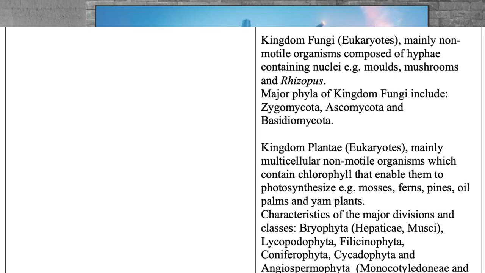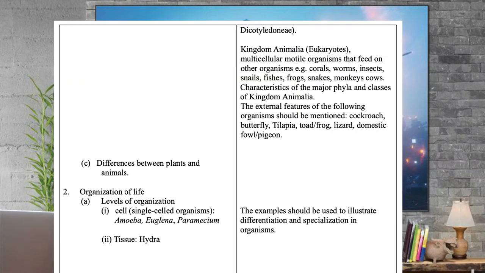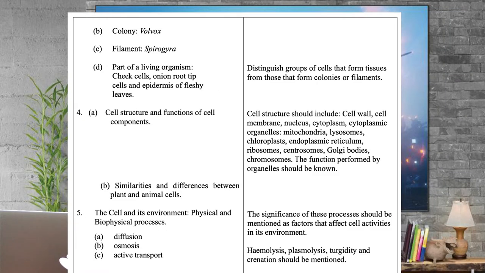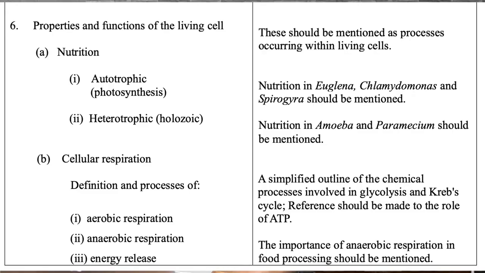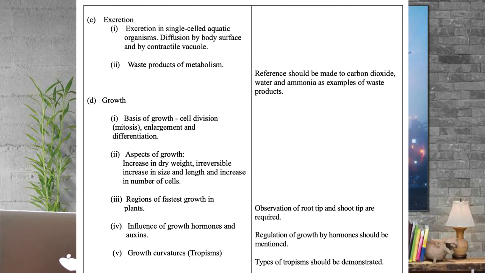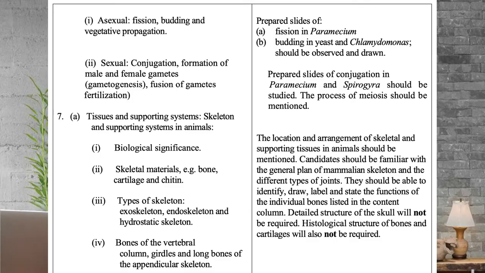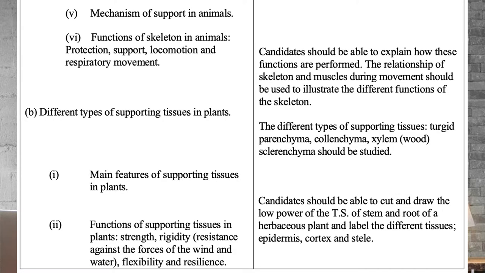Now look at something else you should know in biology for WAEC. That's organization of life into cell, tissue, organ, and system. If you know the forms of living cells, properties and functions of living cells, then you should know about growth, excretion, development and enlargement, movement, reproduction. You are expected to know the tissues and supporting systems in animals, which are skeletons, bones, and other systems. You should know the supporting tissues in plants.